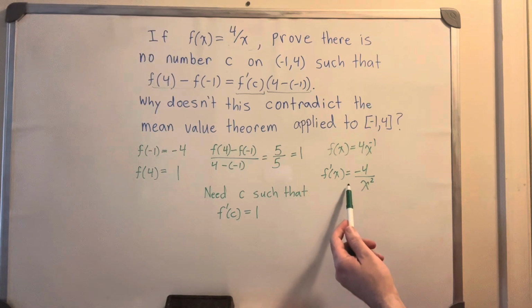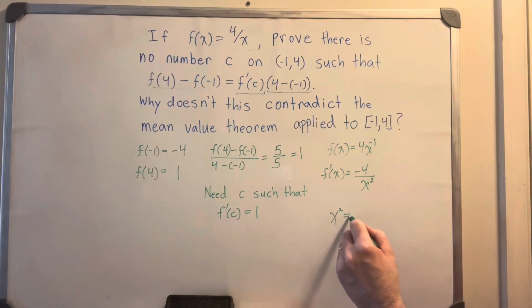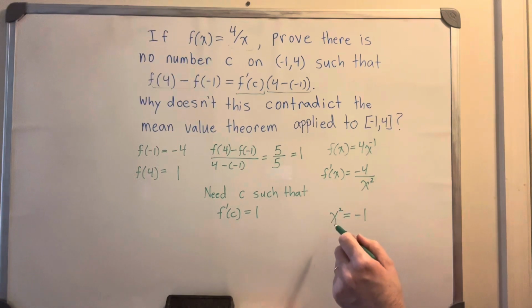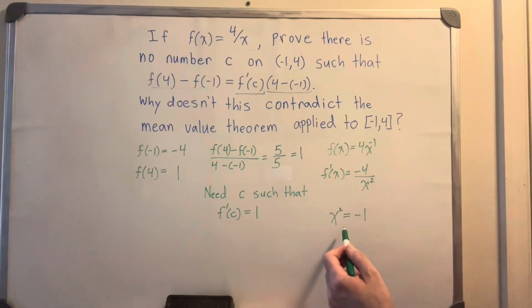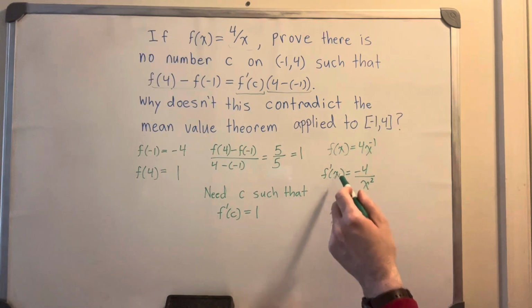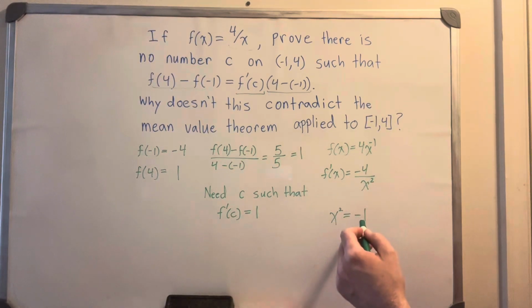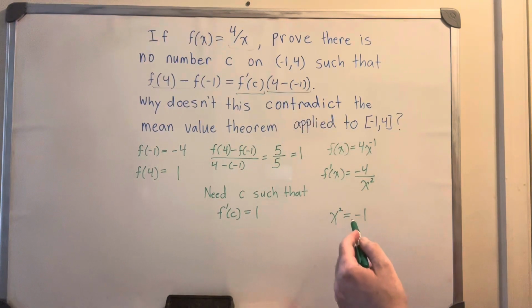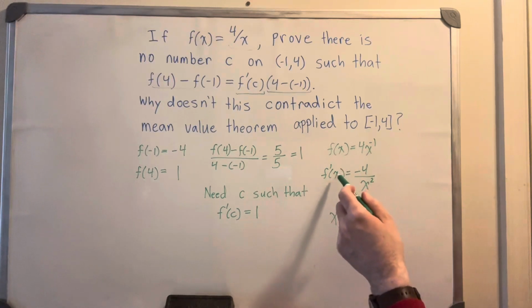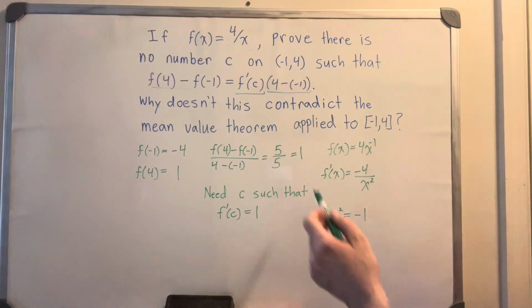So if we want to make this equal to -1, doesn't x squared need to equal 4? But if we're working on only the real number line, this is not possible. So there's no value of x that will make -4 over x squared equal to -1. So there's no number on the interval -1 to 4 such that f prime of x is -1. So this will never happen.